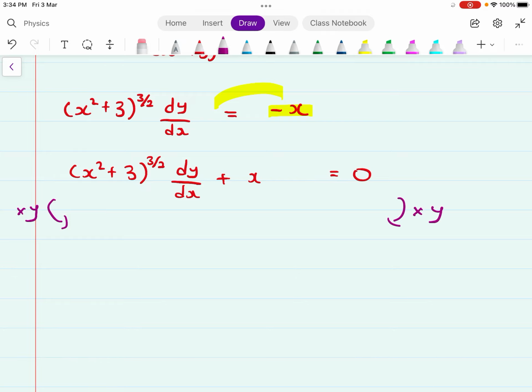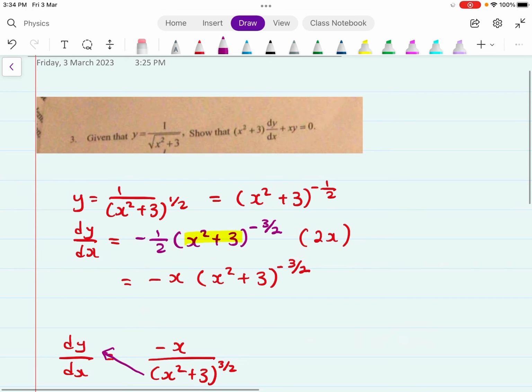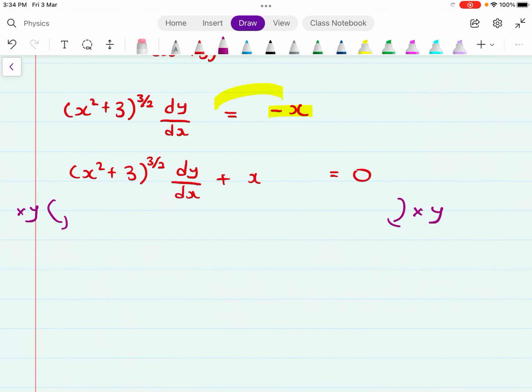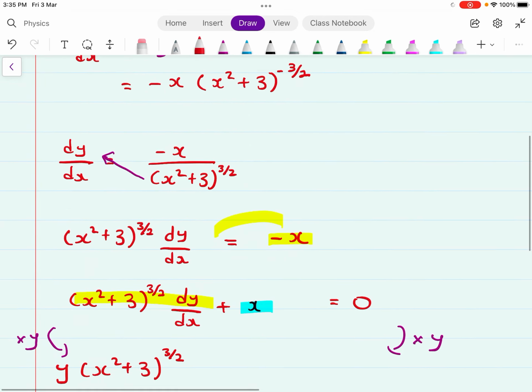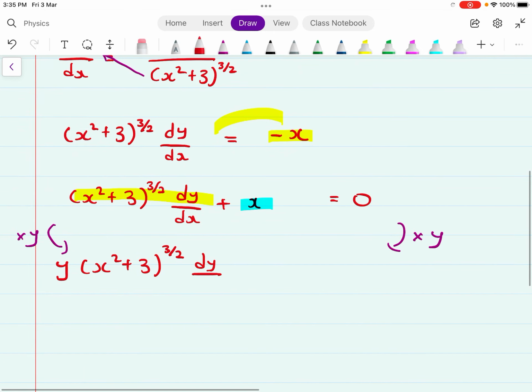Okay, so what is y? So of course if you go back to the form, the y is actually this thing, which is (x squared plus 3) to the power of negative half. So I simply multiply the y by this thing and y by this. So (x squared plus 3) to the power of 3 over 2, I multiply by y. Then after that, dy/dx plus xy equal to 0. Because 0 times y is still 0.